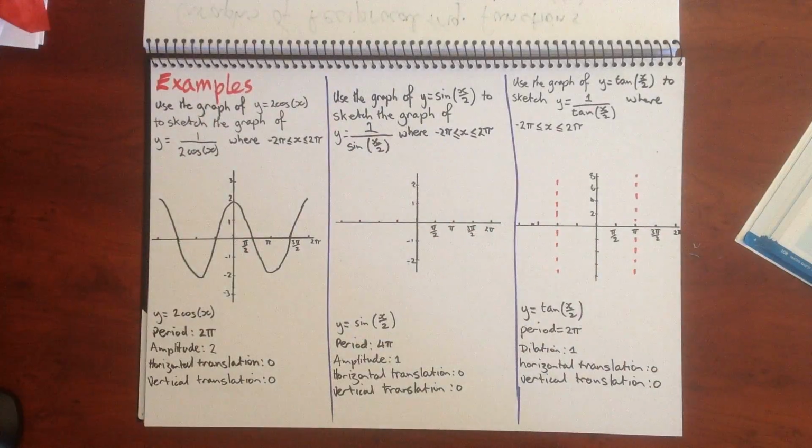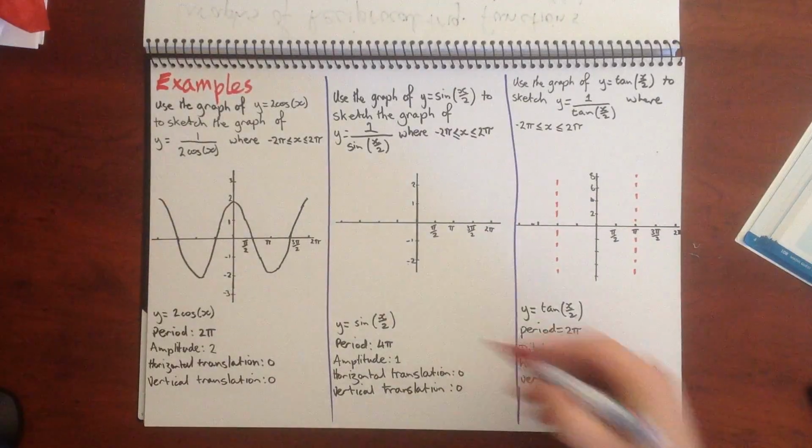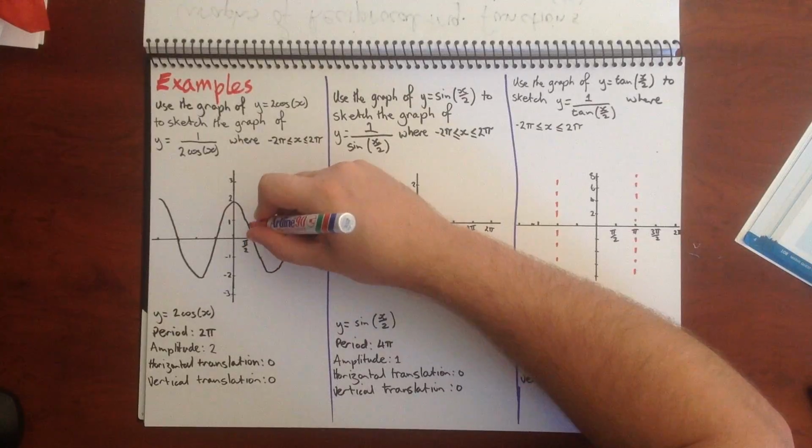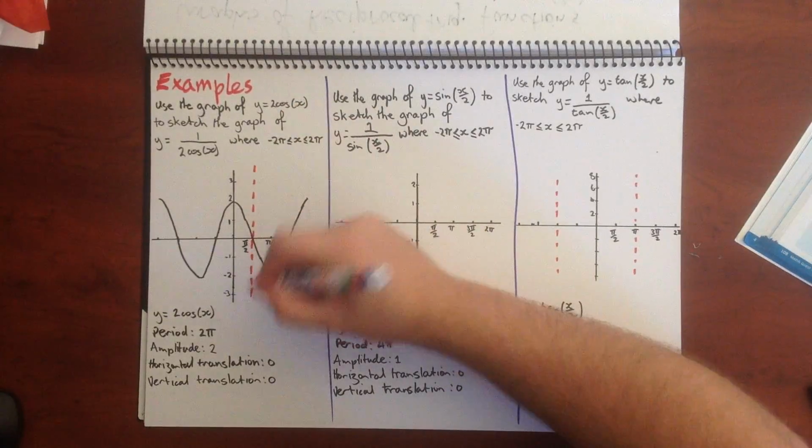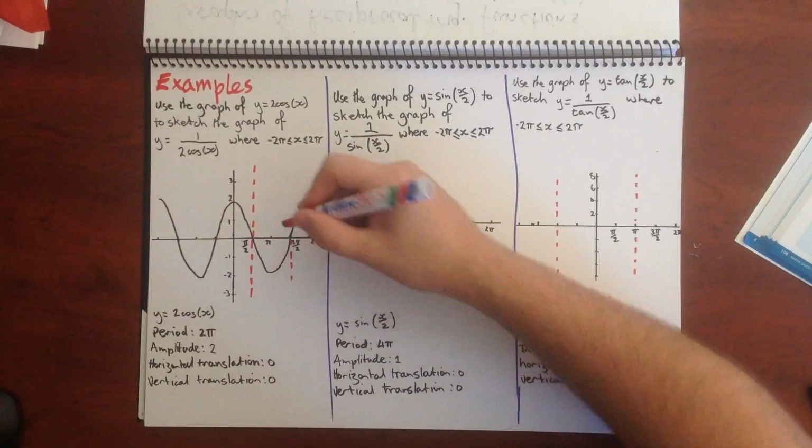There we go. And so we simply need to now work out where our vertical asymptotes are going to be. It's going to be wherever our x-intercepts are, so obviously here, and here.